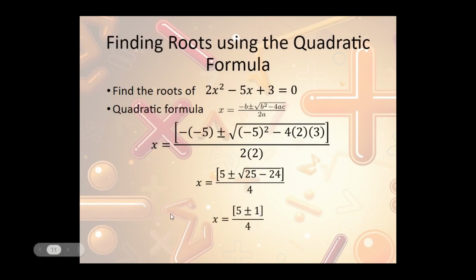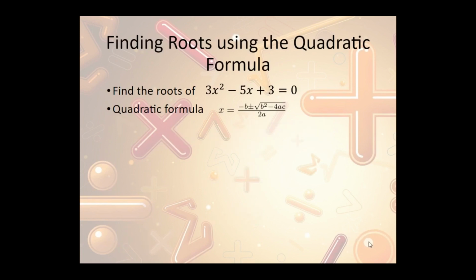So now we're going to go ahead and solve this. So this is 5 plus 1, which is 6, over 4. 6 over 4 is equal to 3 halves. And then we do it again. 5 minus 1 is 4 over 4, which is equal to 1. So our roots for this one would be 3 halves and 1.